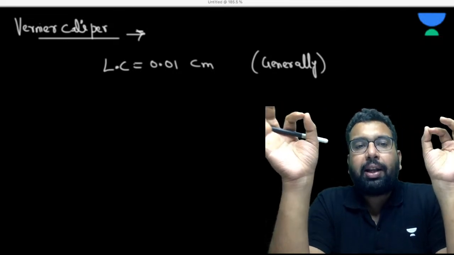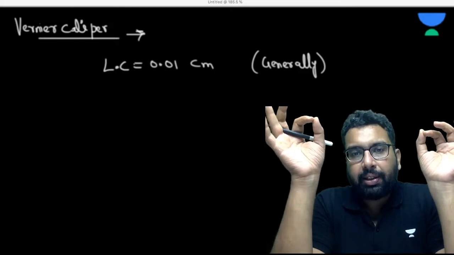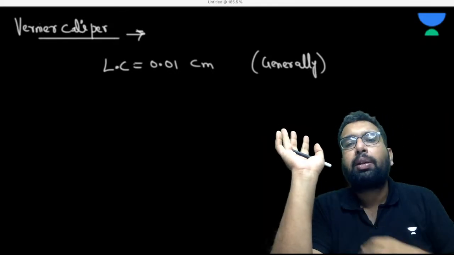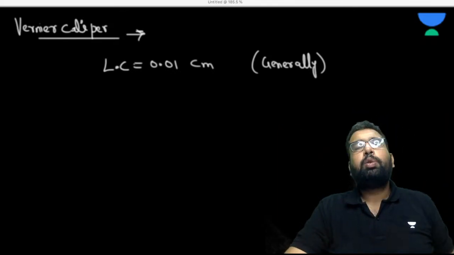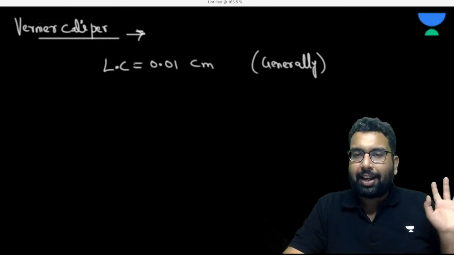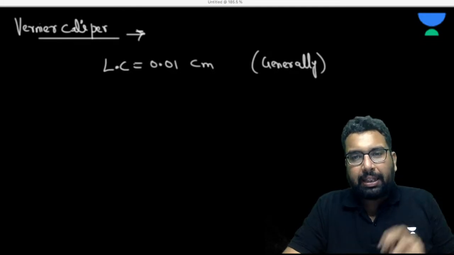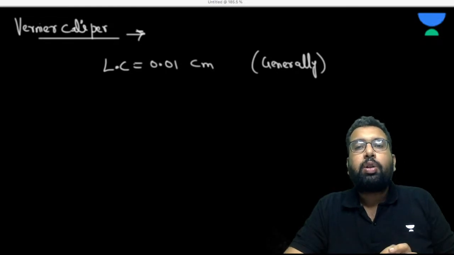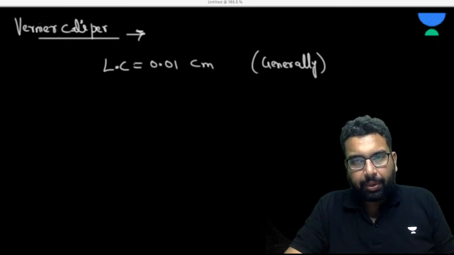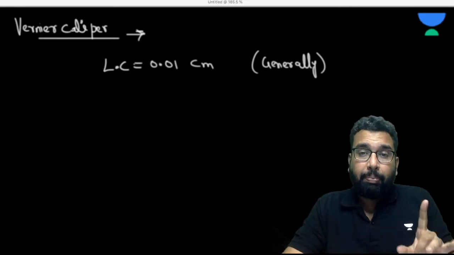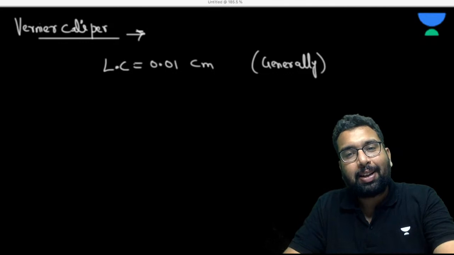The vernier caliper is there in your syllabus, and it is written in unit 20, the last unit of experimentation. If you see the first 2 points, both vernier caliper and screw gauge are given there, so you have to study it. Now please understand this. Generally a vernier caliper has a least count of 0.01 centimeter.